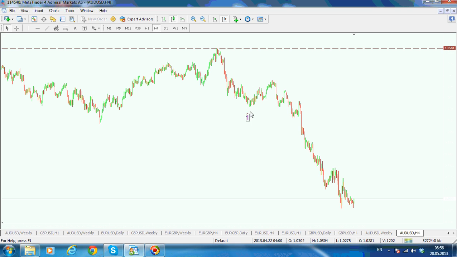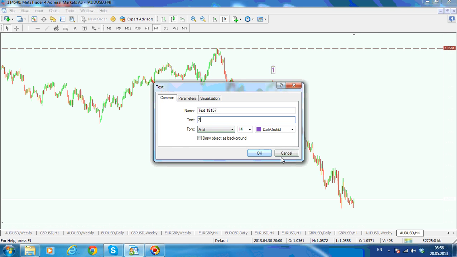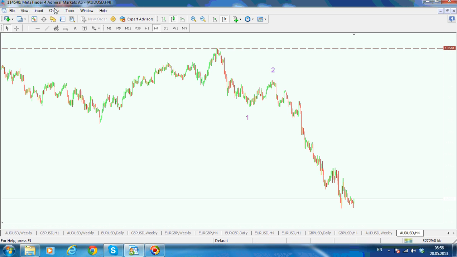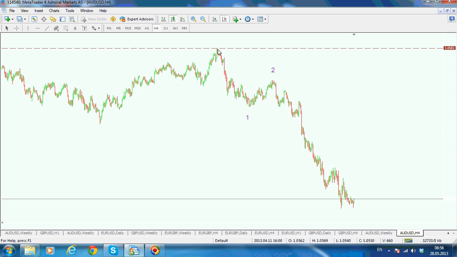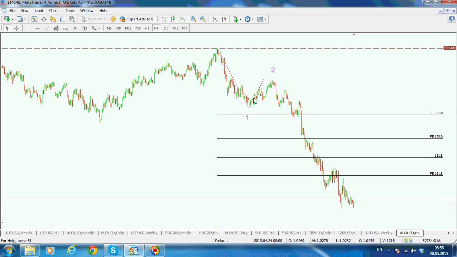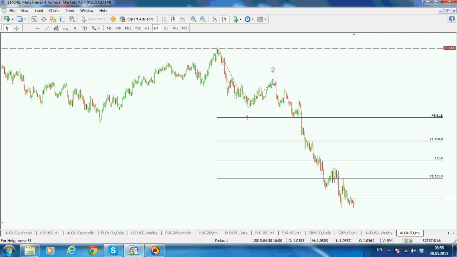Then we trace with a nice ABC for the second wave. And if you take a Fibonacci expansion tool and you go from the highs and the lows here and try to look for the expansion for the 161 level, then you might see that 161 falls here. So possible that we have a third wave here.